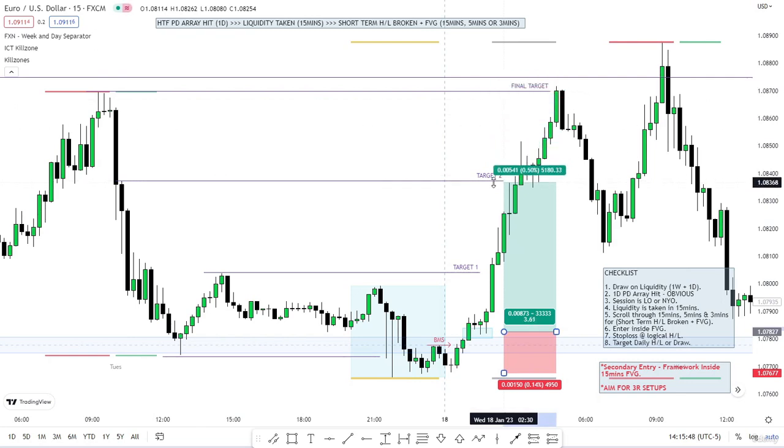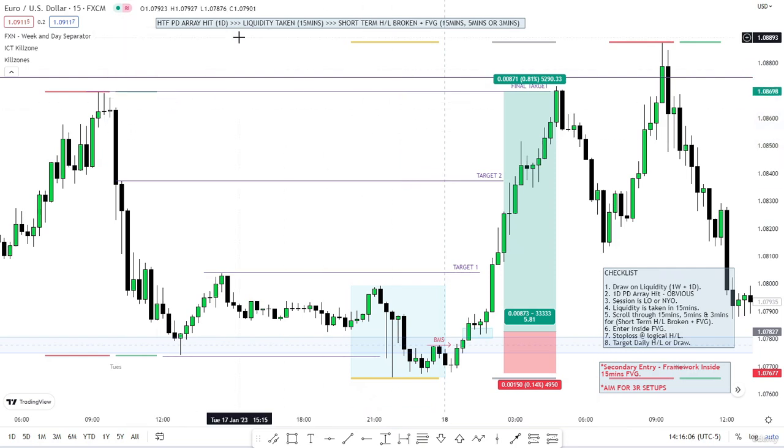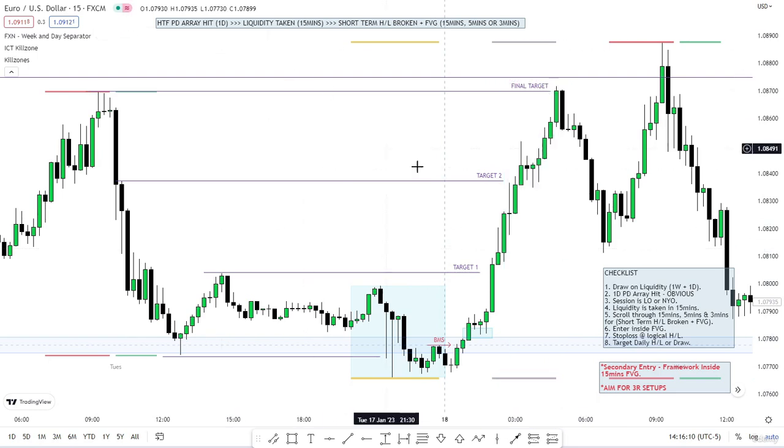So maybe at this point you might have taken majority, and then this could be a runner. So we are seeing a runner of about, look at that, 32 pips runner. A runner of 32 pips. My goodness. It's just amazing. So that is an entry based on 15 minutes.